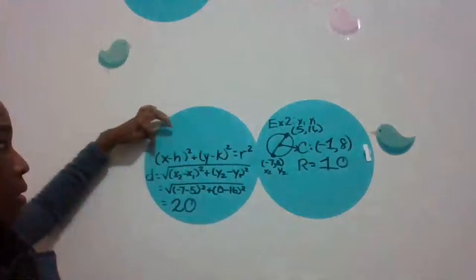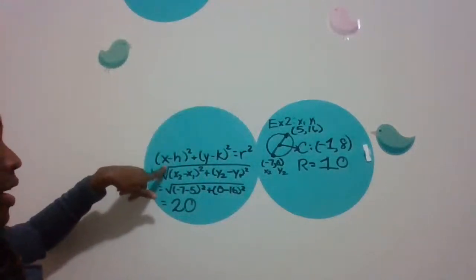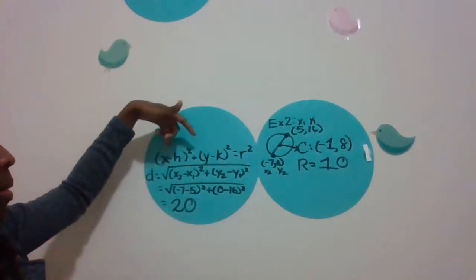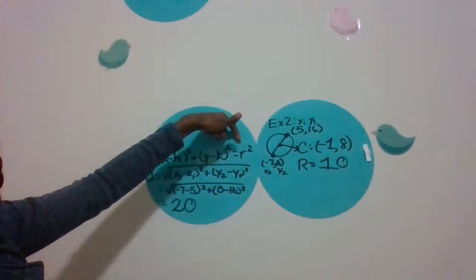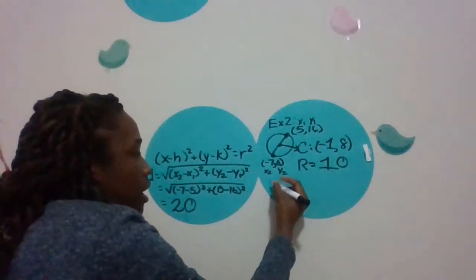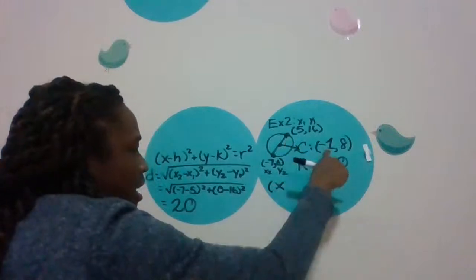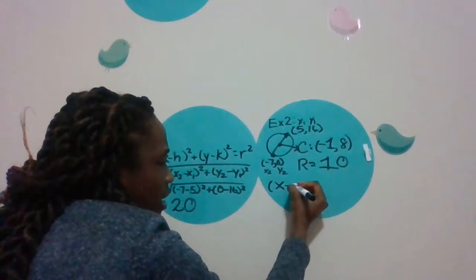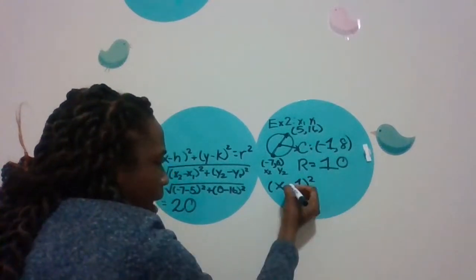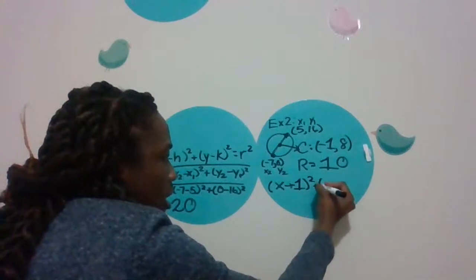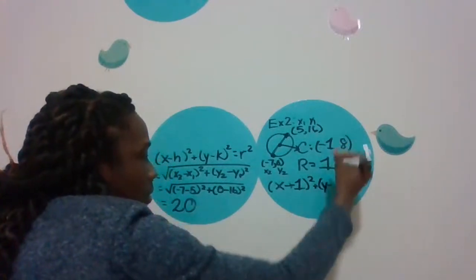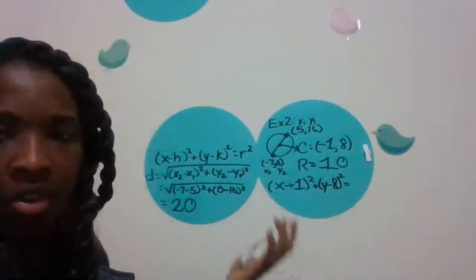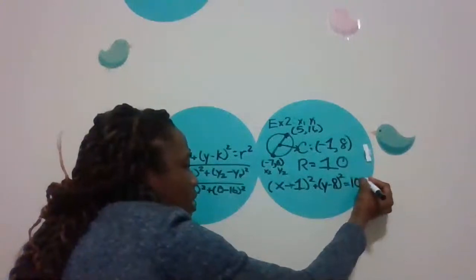Of the circle. So remember the standard form for the equation of a circle: x minus h squared plus y minus k squared equals r squared. Remember, h and k are the center and r is the radius. So we're going to do x minus the center point. The x value is -1, so x minus -1 squared, which is going to end up being x plus 1, plus y minus k squared, which is going to be 8, equals r squared, where r squared is, of course, going to be 100. And that is going to be the equation of the circle.